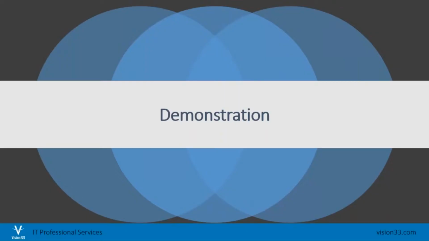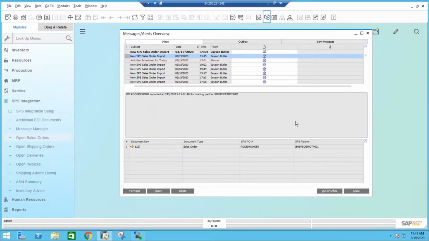And without further ado, let's jump into today's demonstration of the SAP Business One SPS Commerce integration. Here we are in SAP Business One HANA version 9.3. We do support 9.2 as well, often supporting SAP's latest version and a step back.